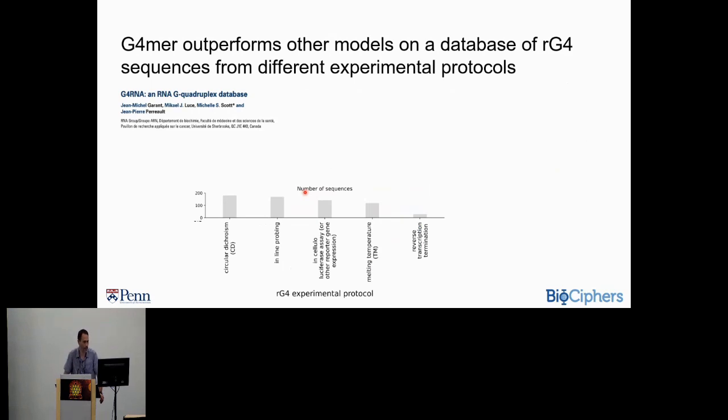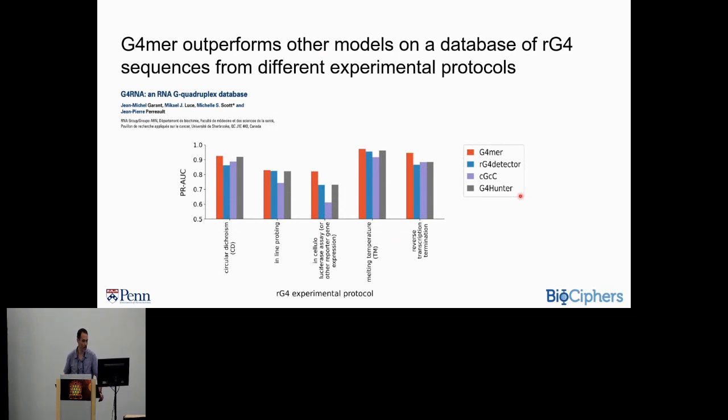Okay, so next we wanted to look at data that comes from other experimental methods. So this is a database, G4RNA, from Michel over here, and it has a few hundred sequences done by different experimental methods that you can see here on the x-axis. Okay, so we broke down this database. Again, these are different experimental protocols to see performance. And again, we compare G4mer to other methods, and you can see that it performs better.